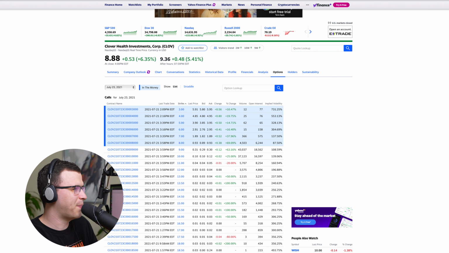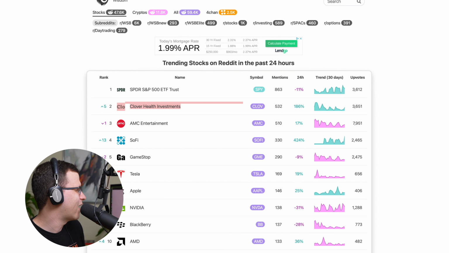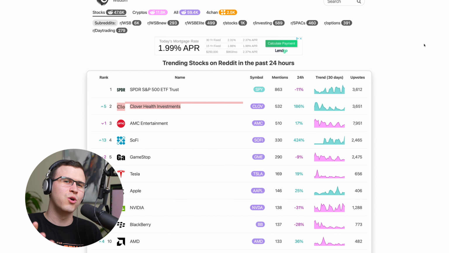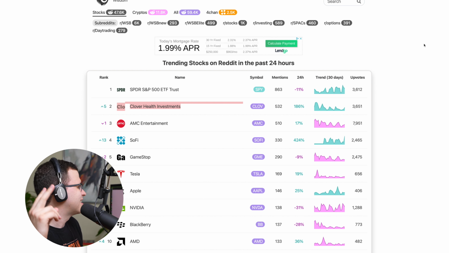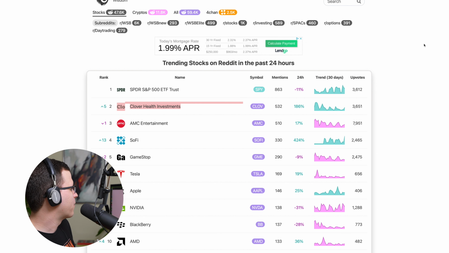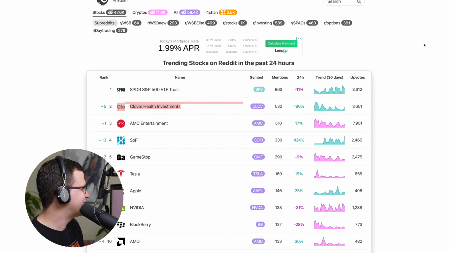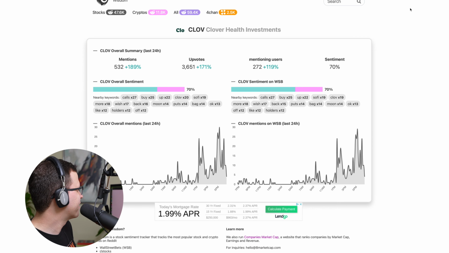Next, we're going to be jumping into Ape Wisdom to see the trending stocks on Reddit in the past 24 hours. And as we can see, we had a big move up. We had a big move up for Clove. Right now, we are in second place, where we have 532 mentions, an increase of 186%, 3,651 upvotes.